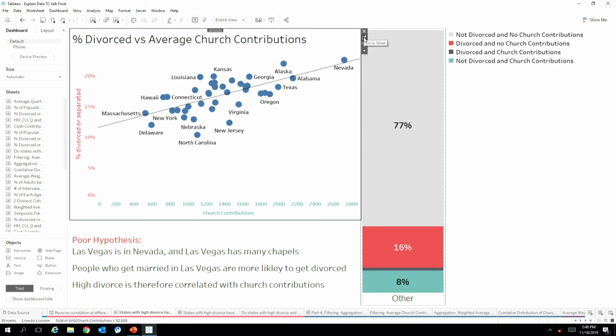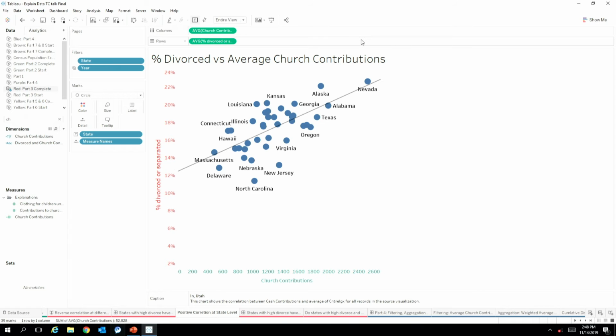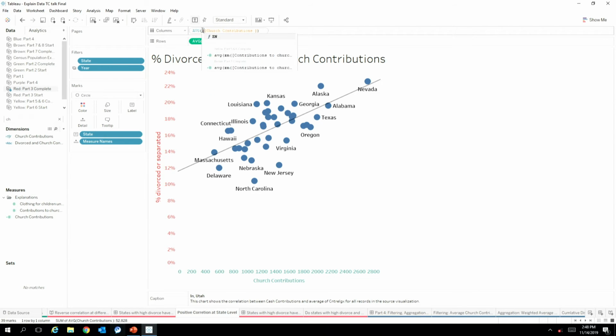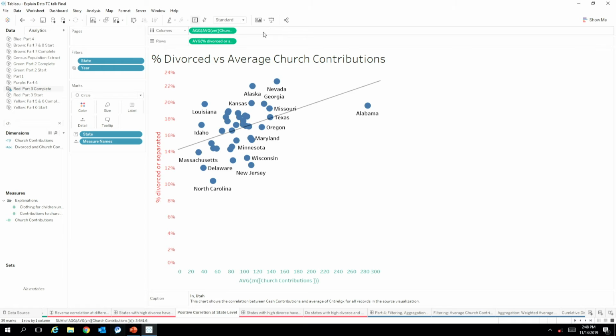All right, so let's try and make this correlation disappear. I'm going to replace all of the null church contributions with zero, with the ZN function. And alas, it survives. It is not going away, this correlation. But what it has done is pop out Alabama, which previously wasn't really much of an outlier here. And so if you think about, wait, why has this happened?